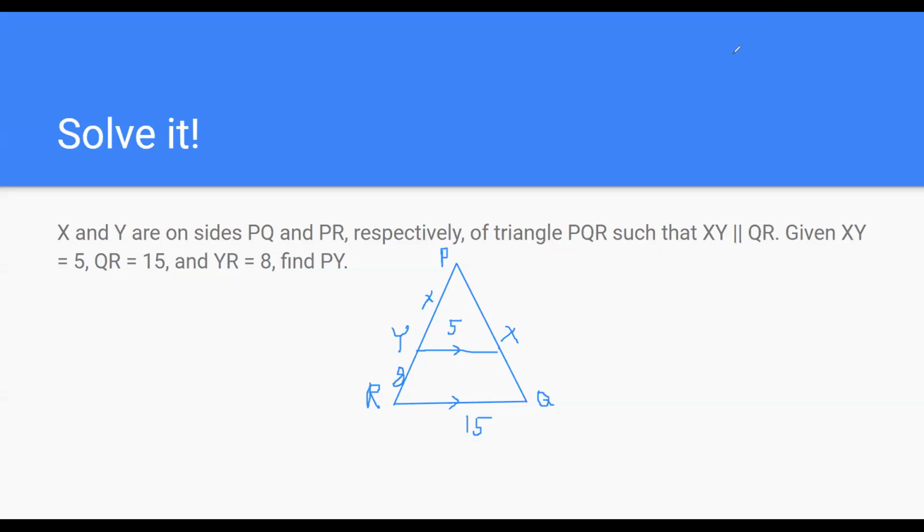It's okay if you can't really articulate it. So basically PXY is similar to PQR. Okay. Why do you think that? You can't just say that it is similar because it looks like it.